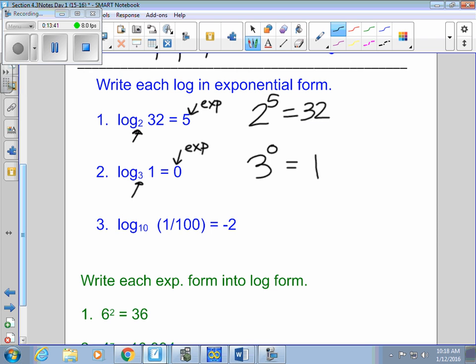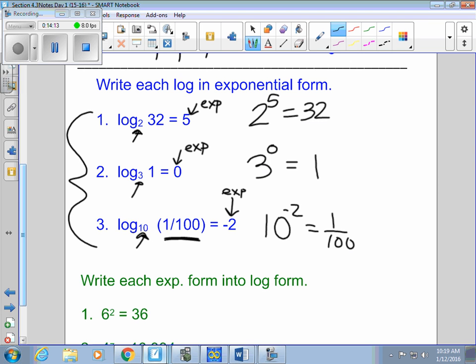Number 3, your base is 10. So I start with my base. The other side becomes my exponent. To the negative 2 equals what's left? 1 over 100. Are those two things equivalent if you solve them? Yeah. 10 to the negative 2, I would move the 10 to the bottom and square it. 1 over 100. There you go. That works. Now, this way is usually a little bit easier to see. So on your assignment, you want to make sure you start with those problems first.